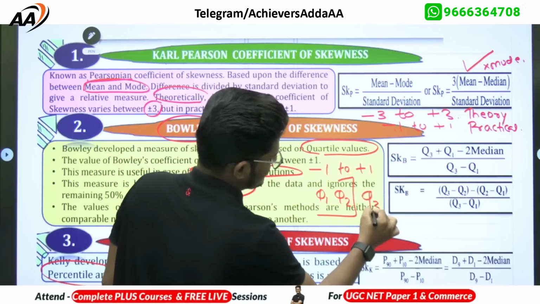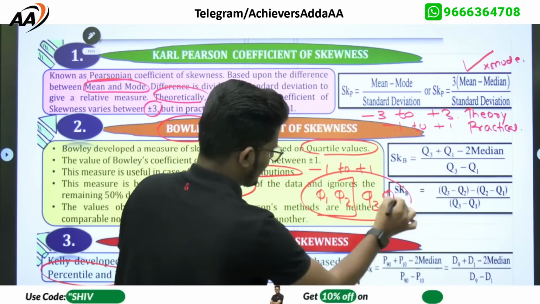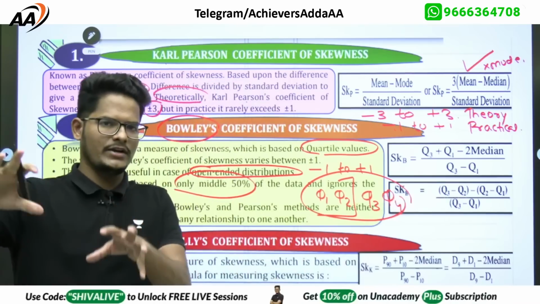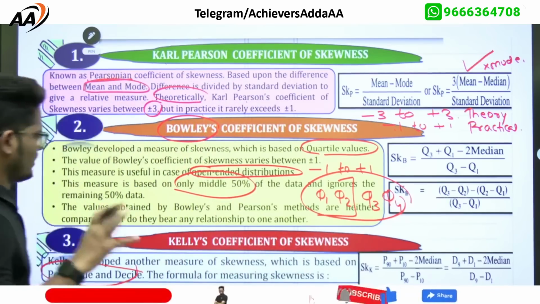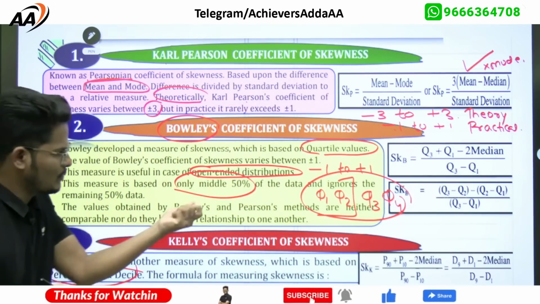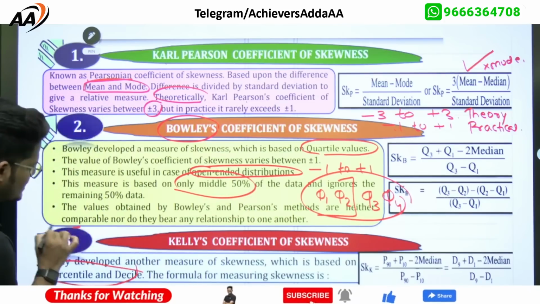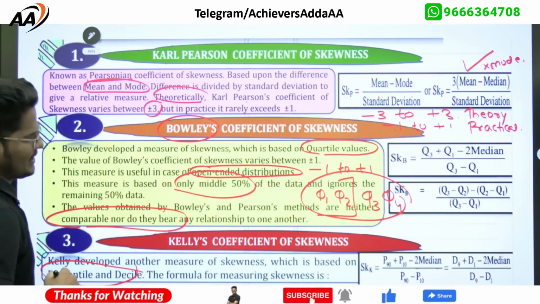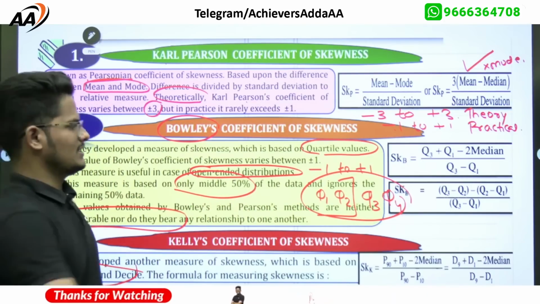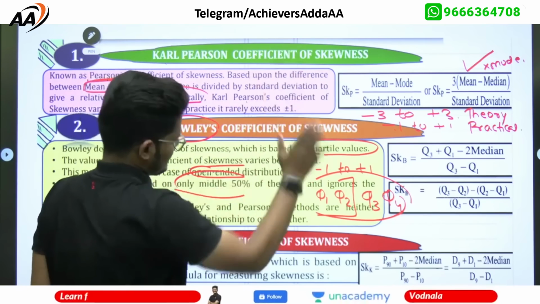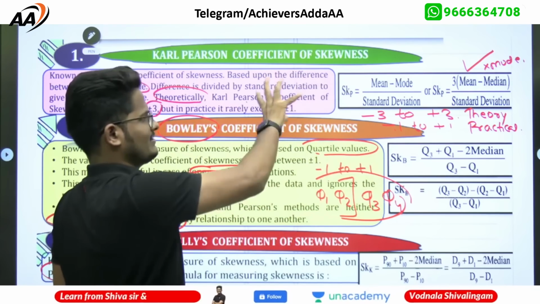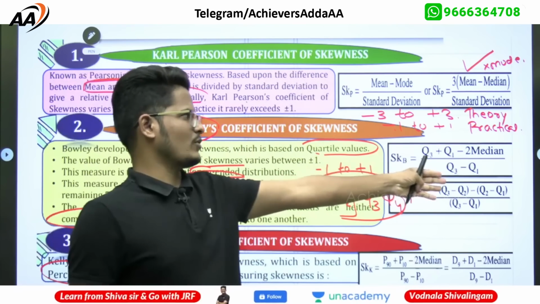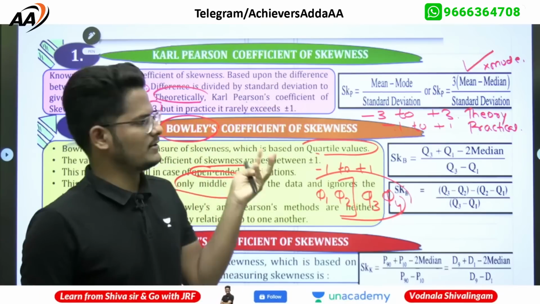It will never consider the outer quarters, because there will be total 4 quarters, 25, 25, 25, 25. The values obtained by Bowley's and Pearson's methods are neither comparable nor do they bear any relationship. This is a different method, and that is a different method. Don't compare them, because here the variables are quartiles, and here the variables are mean, mode and standard deviation.